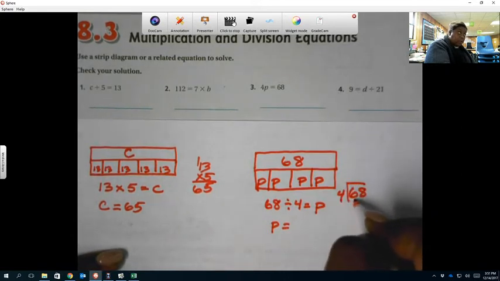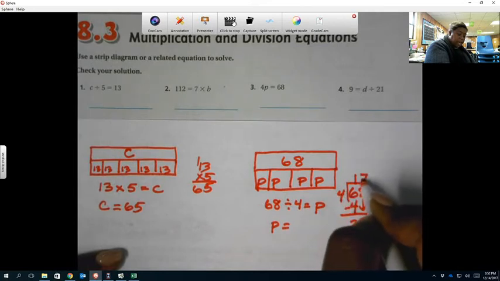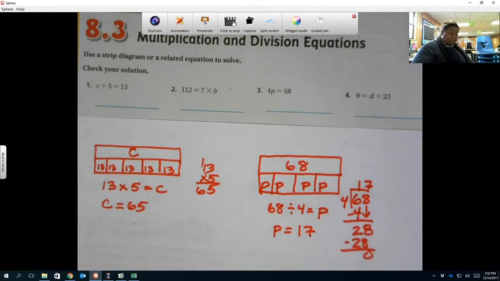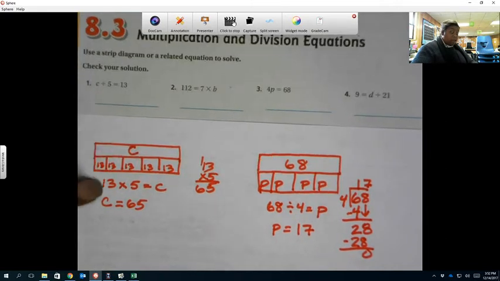4 goes into 6 one time. 1 times 4 is 4. 6 minus 4 is 2. Bring down your 8. 4 goes into 28 7 times. 7 times 4 is 28. And my remainder is 0. So P equals 17. So for the rest of the odd number problems, you can make a model, a strip diagram, but you can also write a related equation to help you solve for the variable.